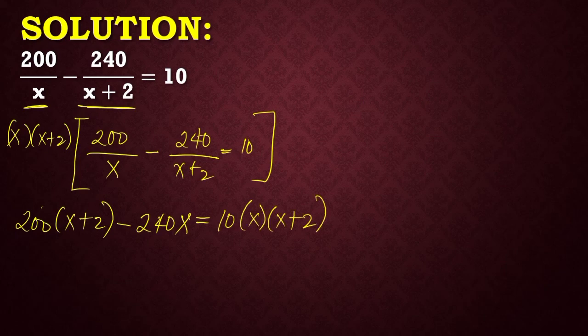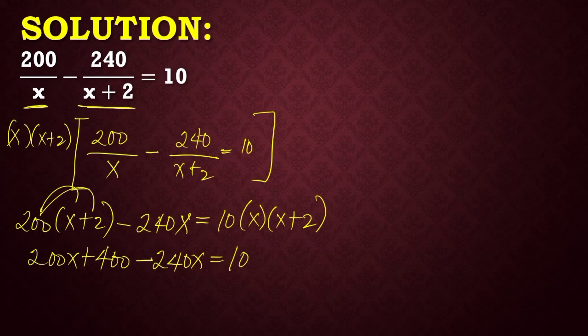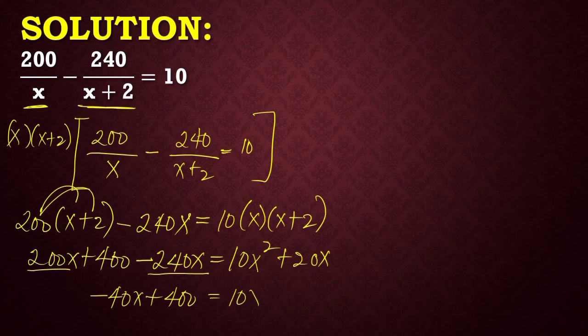Now, 200 times X, 200X, 200 times 2, that is 400, minus 240X is equal to 10 times X plus 2. Ang sagot dito is 10X squared plus 20X. And then we combine like terms. 200X minus 240X, that is negative 40X, plus 400 is equal to 10X squared plus 20X. So, para lumiit yung ating equation, pwede nating i-divide yung whole equation sa 10.